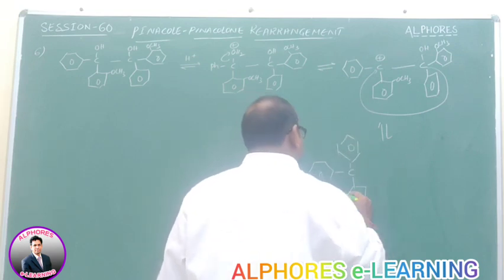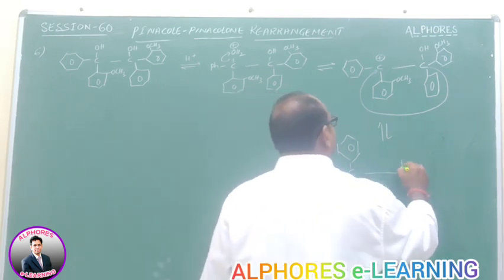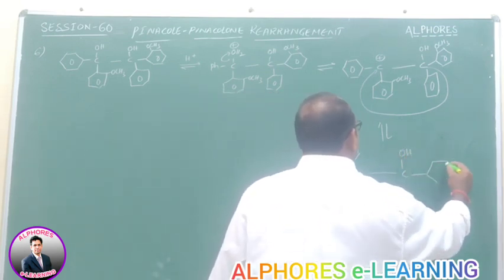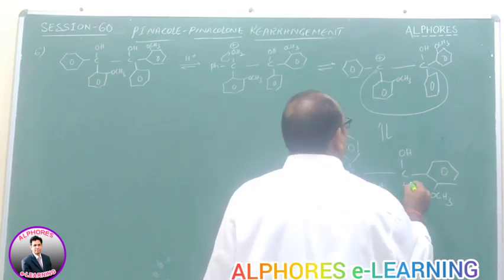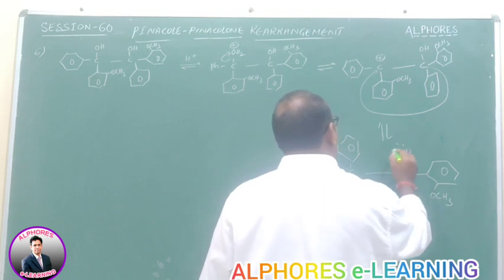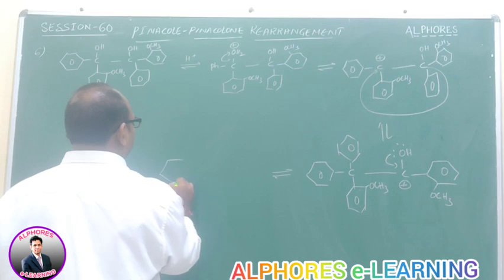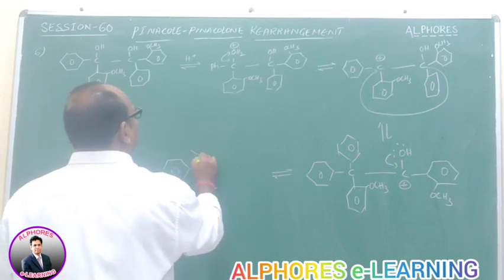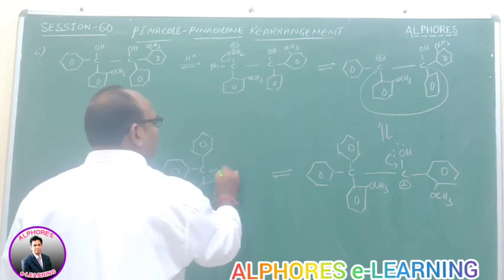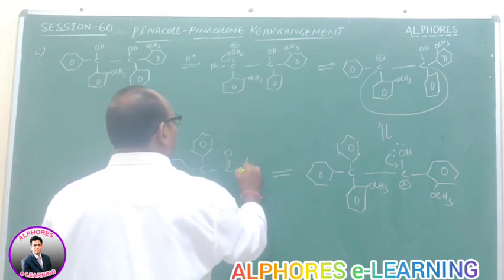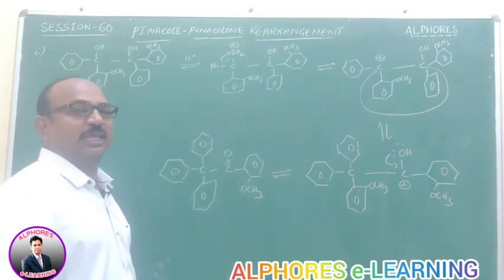and one ortho-methoxyphenyl, then COH, and here ortho-methoxyphenyl still remains as such. Now here is the carbocation. Now this oxygen is going to donate an electron pair, then we are getting the product, with further deprotonation also. C double bond O. This is the product.